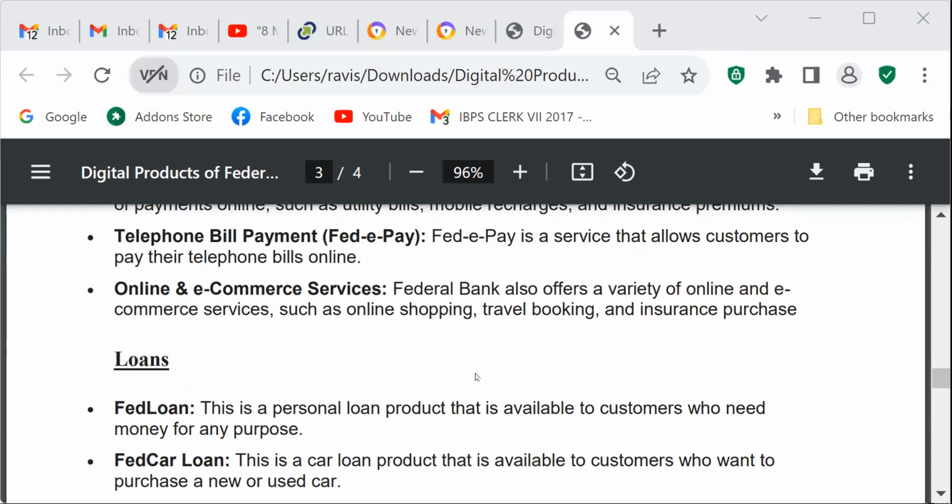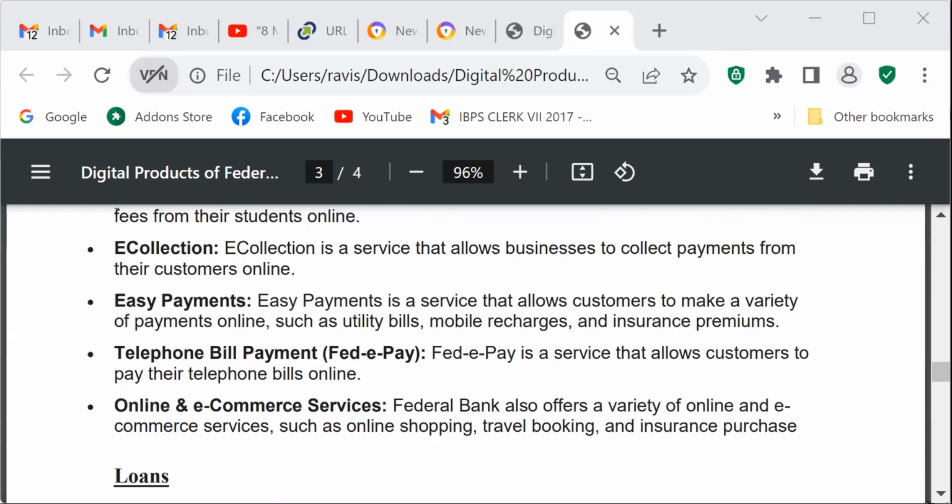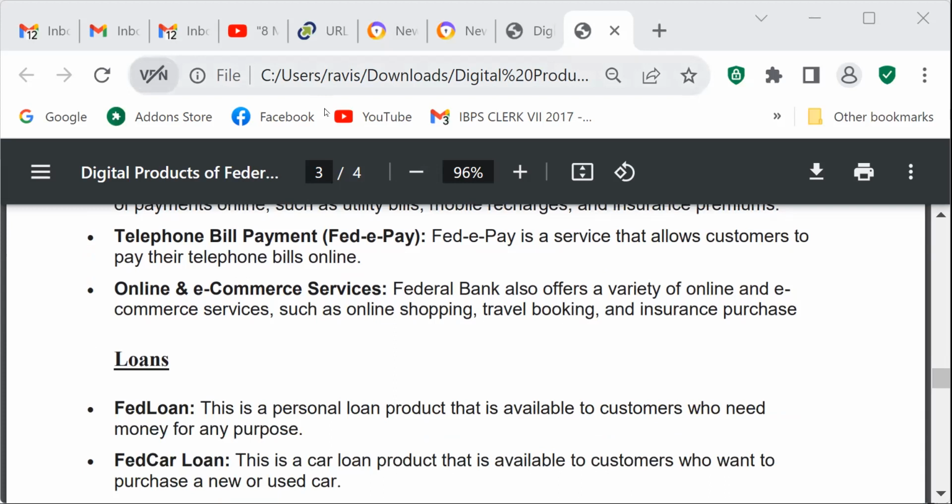Telephone bill payment, FedEPay. FedEPay is a service that allows customers to pay their telephone bills online. Online and e-commerce services. Federal Bank also offers a variety of online and e-commerce services, such as online shopping, travel booking, and insurance purchase. But one thing, many of these things are not very important for bank customers, because nowadays everything is available in GPay or PhonePe or Paytm and other apps. So their reliance on these things is very little. Anyhow, doesn't matter. Now we will go to the next person.